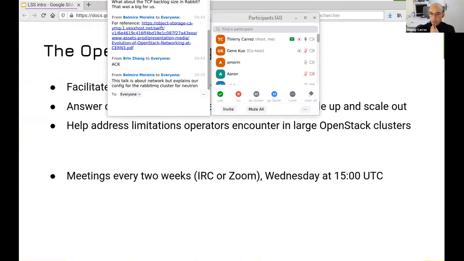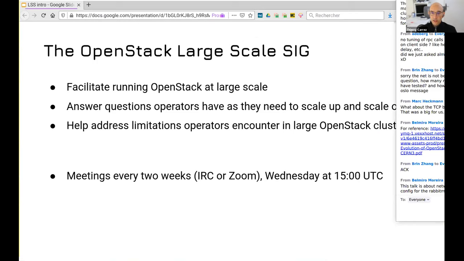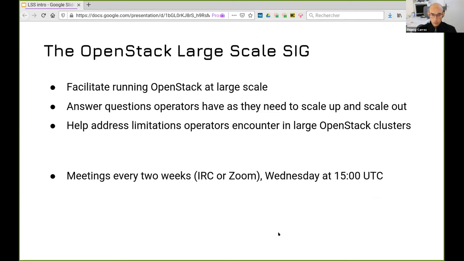Okay, while people think about other questions, I'll just plug a bit of an advertisement for the Large Scale SIG. I already explained at the start of the meeting, but what the Large Scale SIG does is working to facilitate running OpenStack at large scale. So mostly around answering questions that operators have as they need to scale up and scale out their OpenStack deployments, but also help address limitations that operators encounter in large OpenStack clusters.